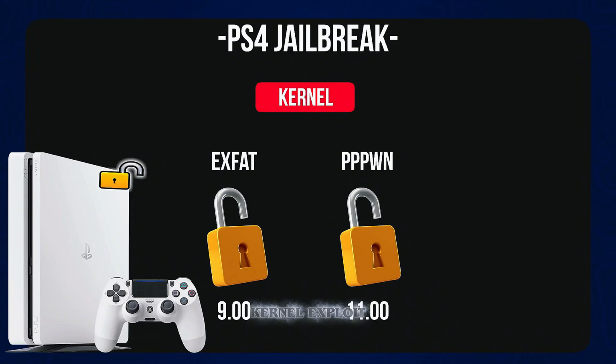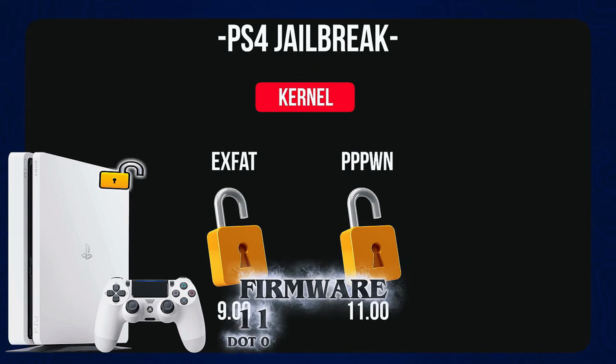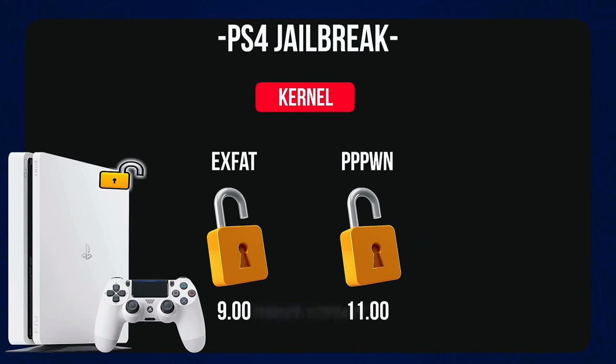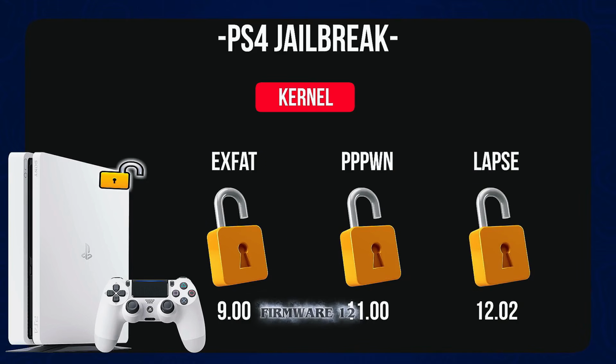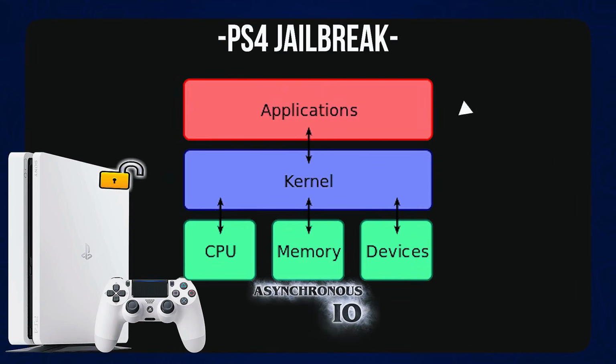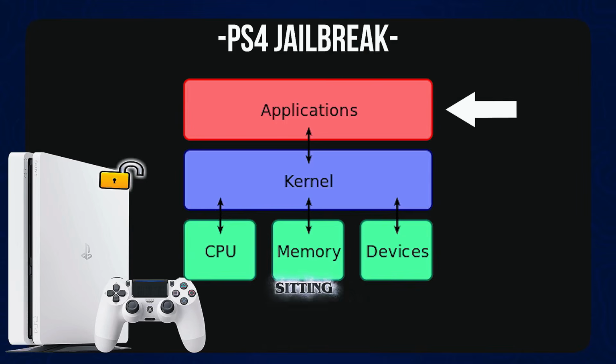Last year, the highest kernel exploit was known as pp-poon and works up to firmware 11.00, but we now have a new kernel exploit that works up to firmware 12.02, known as the lapse kernel exploit or AIO exploit, asynchronous I/O. The problem is that the user is sitting in user space, a higher layer in the operating system, and cannot reach that kernel code to trigger the kernel exploit.